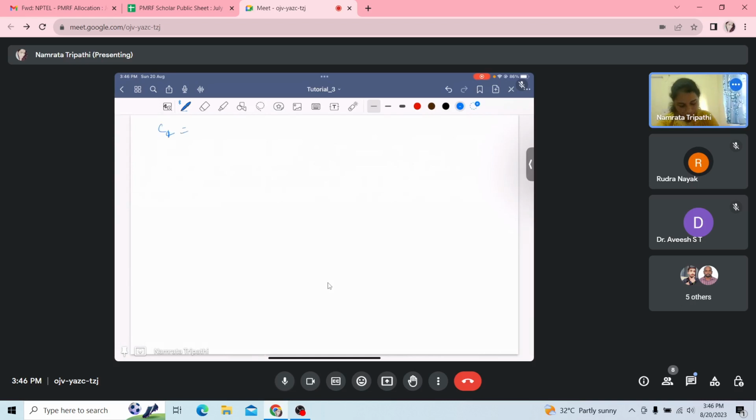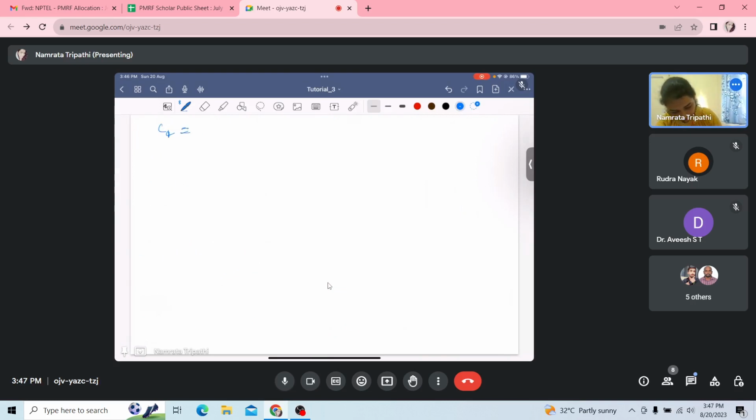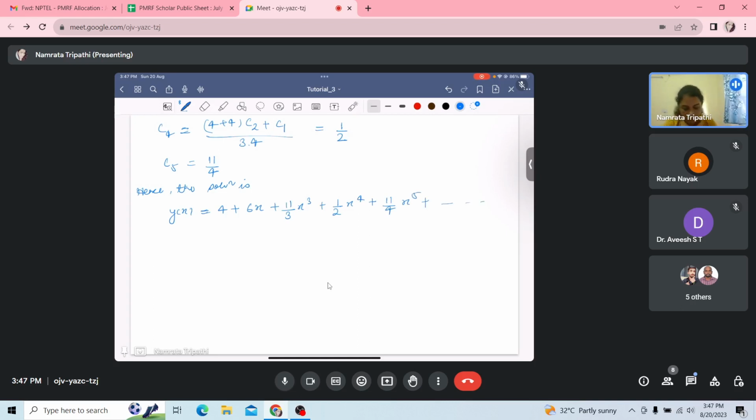Similarly, C4: put here n = 2, you will get C4. So this will give it. Similarly, C5, you can check. Hence the solution is y of x, you can put C naught, C1, C2, C3, then you can get the power series solution finally. This is the final answer. Is there any doubt?